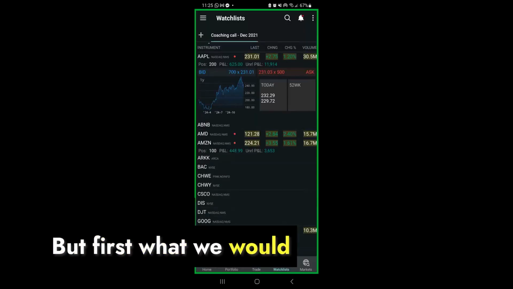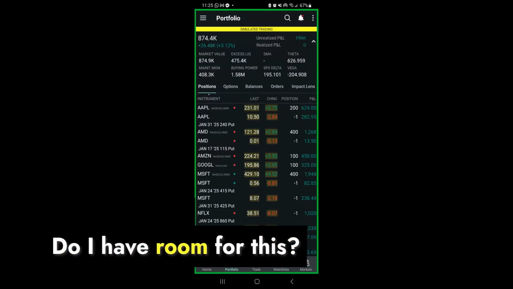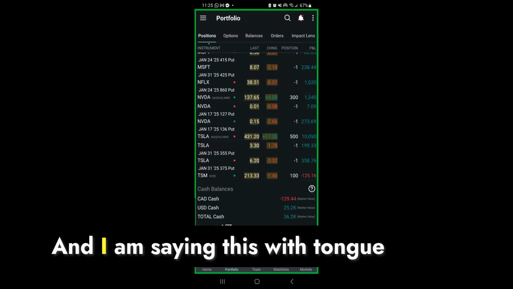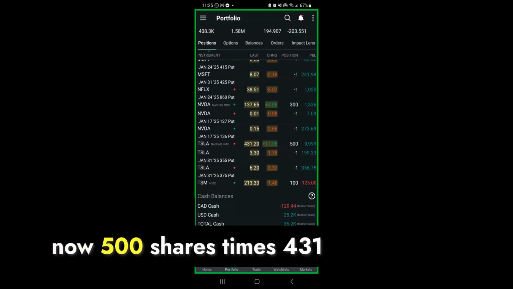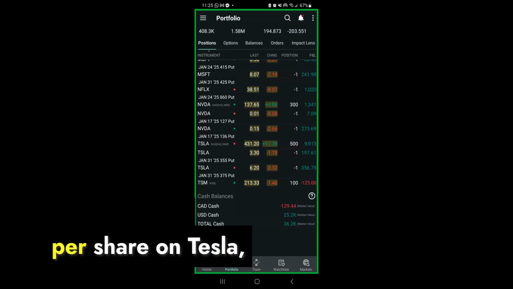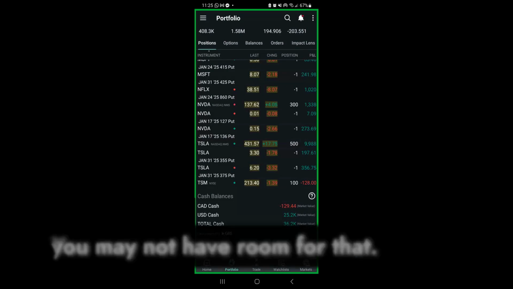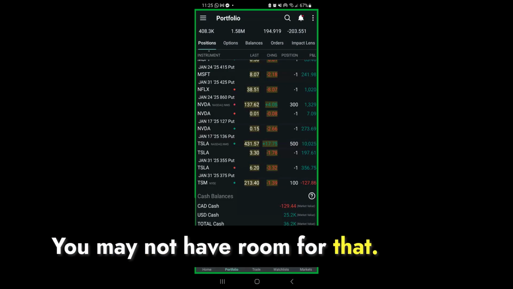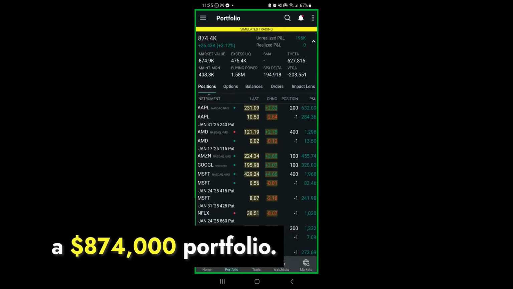But first, what we would do is say, hey, do I have room for this? Do I have room for this? And I am saying this tongue in cheek, because obviously right now, 500 shares times $431 per share on Tesla, you may not have room for that, because that's like $200,000 of an $874,000 portfolio.